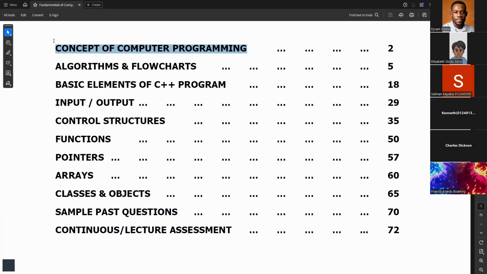All right, so we are starting with algorithms and flowcharts today. We are looking at algorithms and flowcharts.